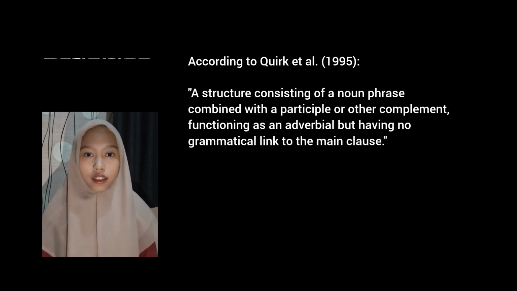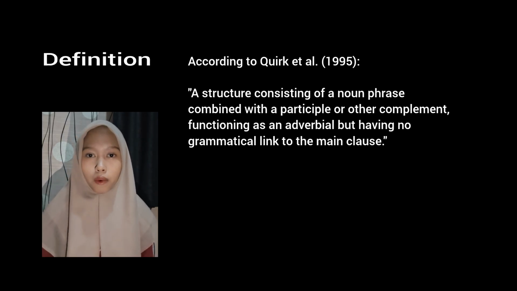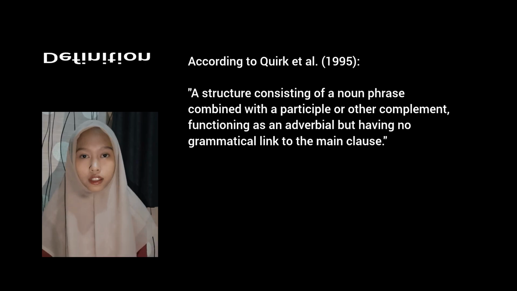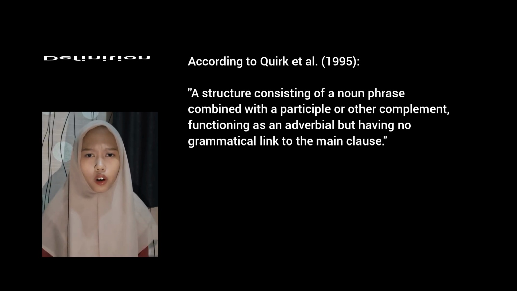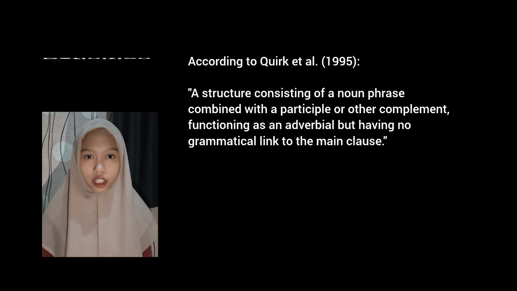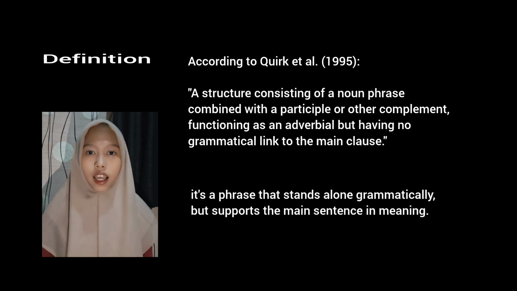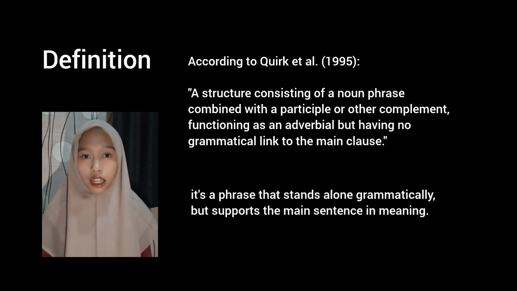According to Quirk and Greenbaum, an absolute construction is a structure made up of a noun phrase plus a participle or some other complement. It functions like an adverbial in the sentence. It gives background or extra information, but grammatically is not connected to the main clause. In simple words, it's a phrase that stands alone grammatically but supports the main sentence in meaning.